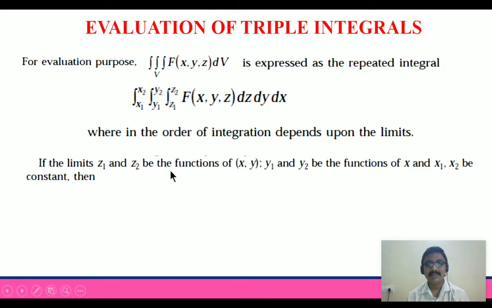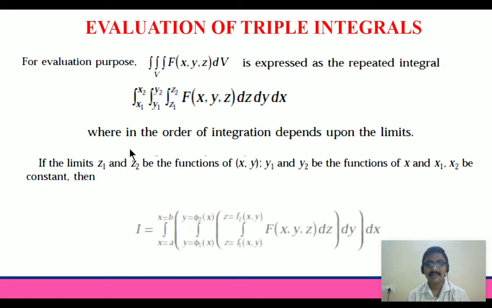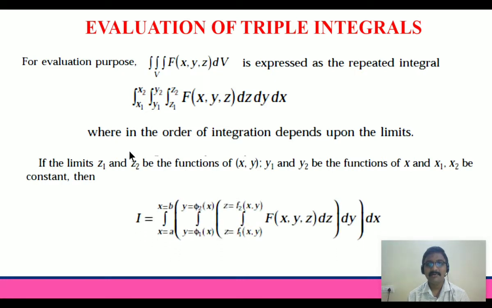If the limits z1 and z2 are functions of x and y, y1 and y2 are functions of x, and x1 and x2 are constants. Here z1, z2 are in terms of x and y, y1, y2 are in terms of x, and the last outer integral limits x1, x2 are constants. Then we have to evaluate the integral like this.